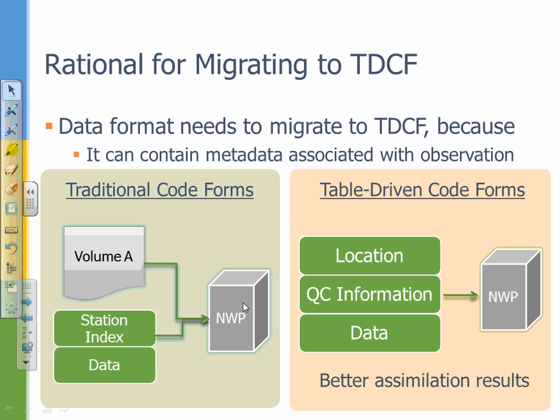In contrast to that, table-driven code forms can include location and quality control information along with the data itself. So it always comes together with data and location, and you don't need to retrieve from outside documents. So it is said that this results in better assimilation results. This is the second rationale for migration to TDCF.